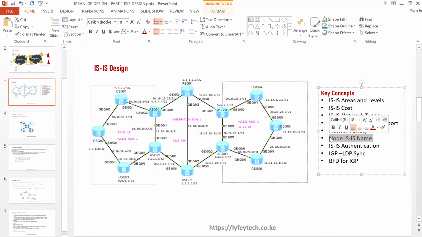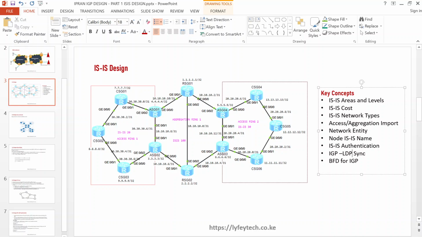Then the final part is BFD for IGP. Remember, BFD is bidirectional forwarding detection. It can help us to quickly detect network faults. So it's recommended that you enable BFD for ISIS so that it can help in quick detection of faults in your network. This is an overview of the key concepts that we need to take into consideration when we are setting up ISIS as our IGP on an IPRAN network.